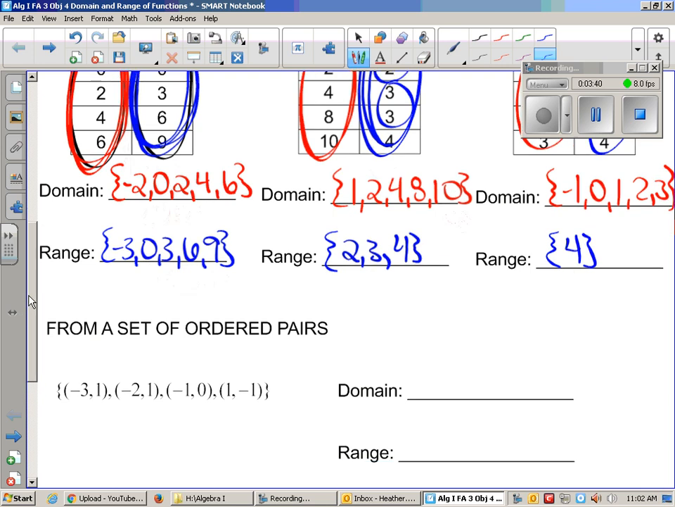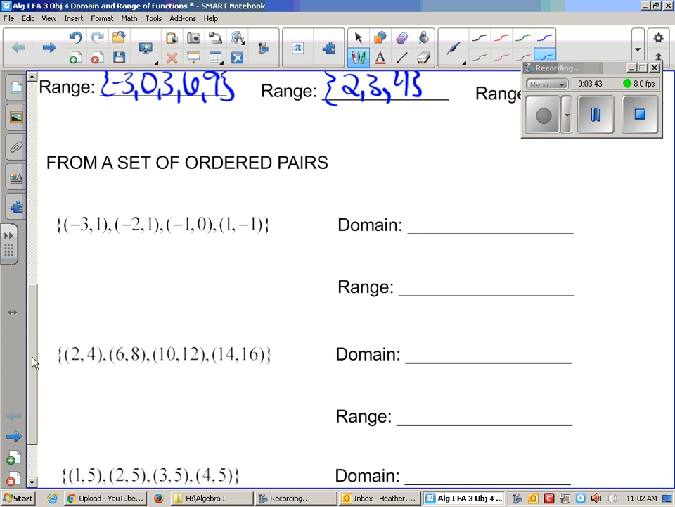Now from a set of ordered pairs, remember a set of ordered pairs is pretty much the same thing as a table of values, just written in a little bit different way. So my domain is going to be all of my first numbers. So the ones that I circled in red, the first numbers of each point, that's my domain. I'm going to write them in order from smallest to largest. Then I look at my range, 1, 1, 0, -1.